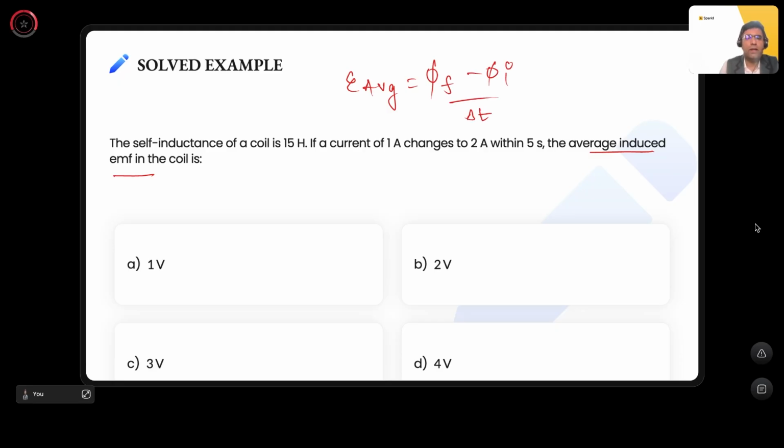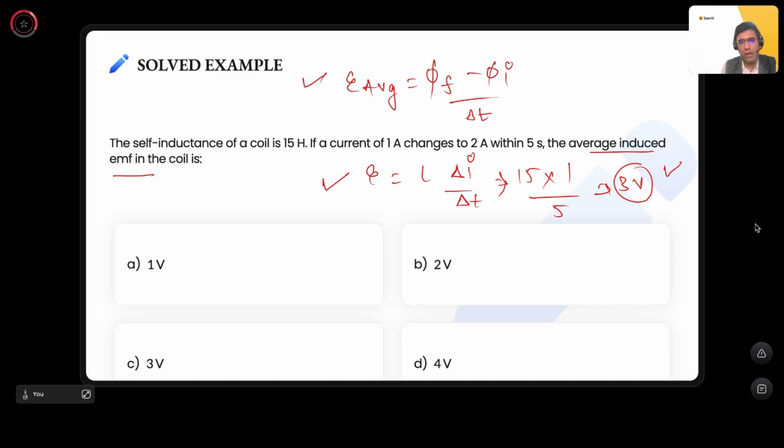In this case, when the inductance is given, we know that E is equal to L into di by dt. We can write it as E is equal to L into delta I upon delta T. So depending on the situation, you have to use either of these two formulas. So L over here is 15. The current changes by 1 ampere in 5 seconds. So it will be 3 volt. So again, a simple question, you just have to figure out which formula to apply.